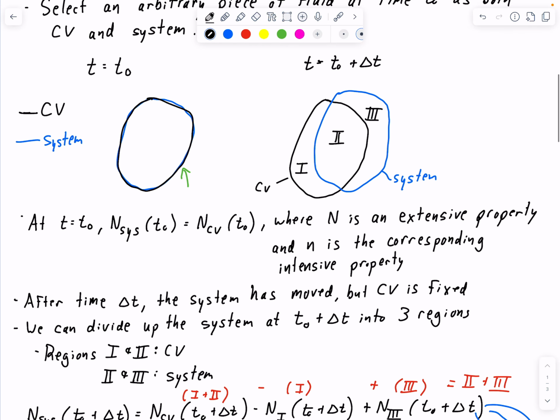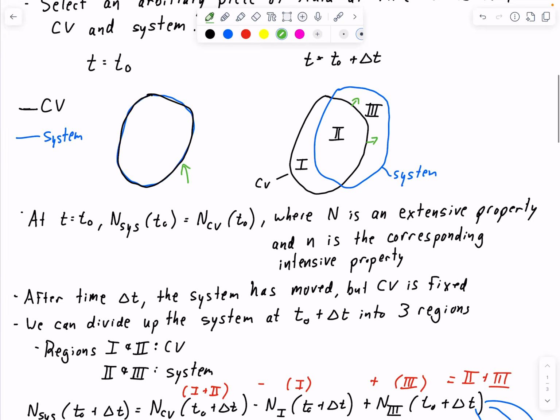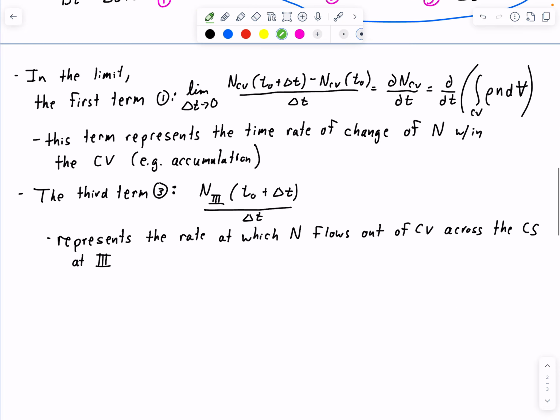If we look back up here at our chart, we can see that region 3 represents the flow that's exiting the control volume, and the size of region 3 represents how much is exiting or has exited over some amount of time. And so we're going to call this term N dot out. So this represents the rate at which your extensive property is flowing out of the control volume.